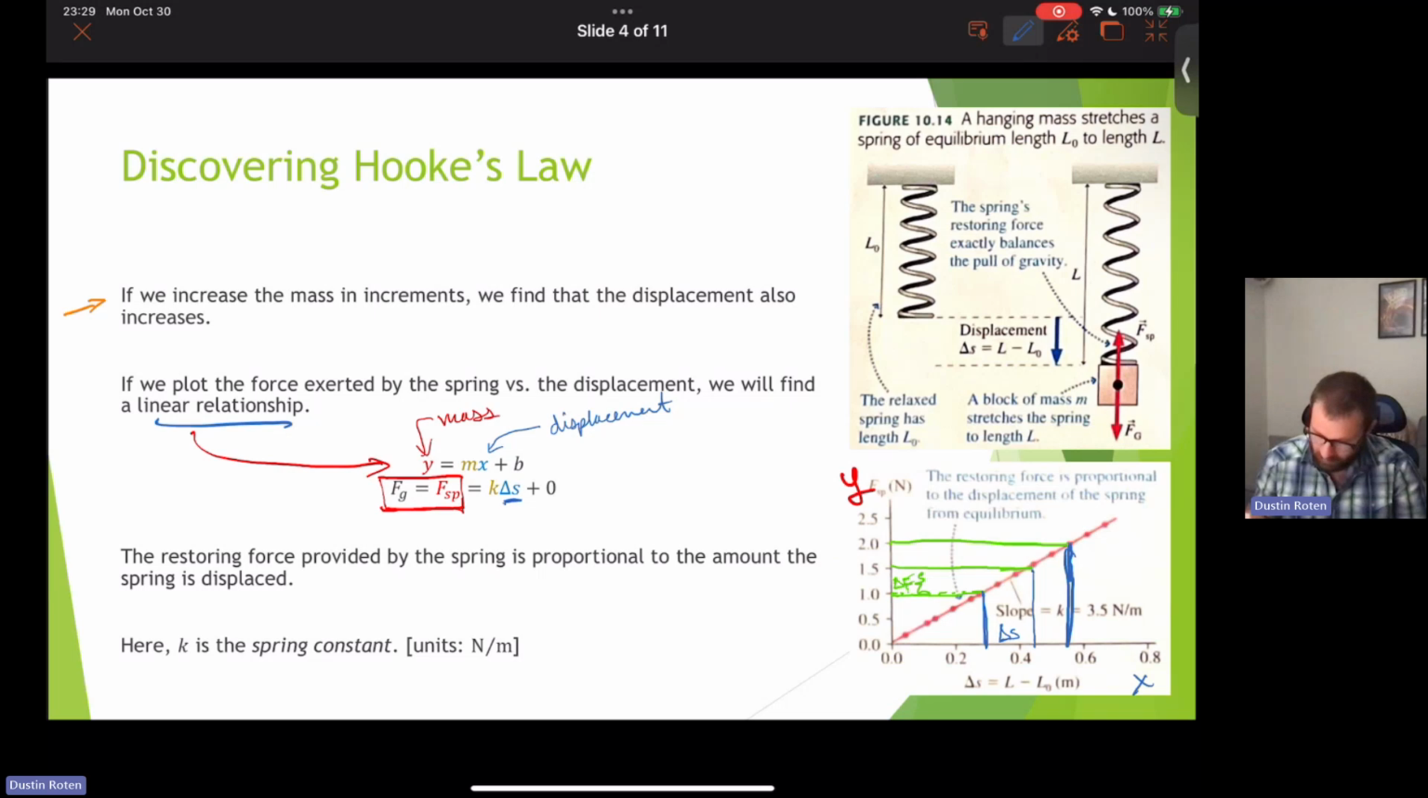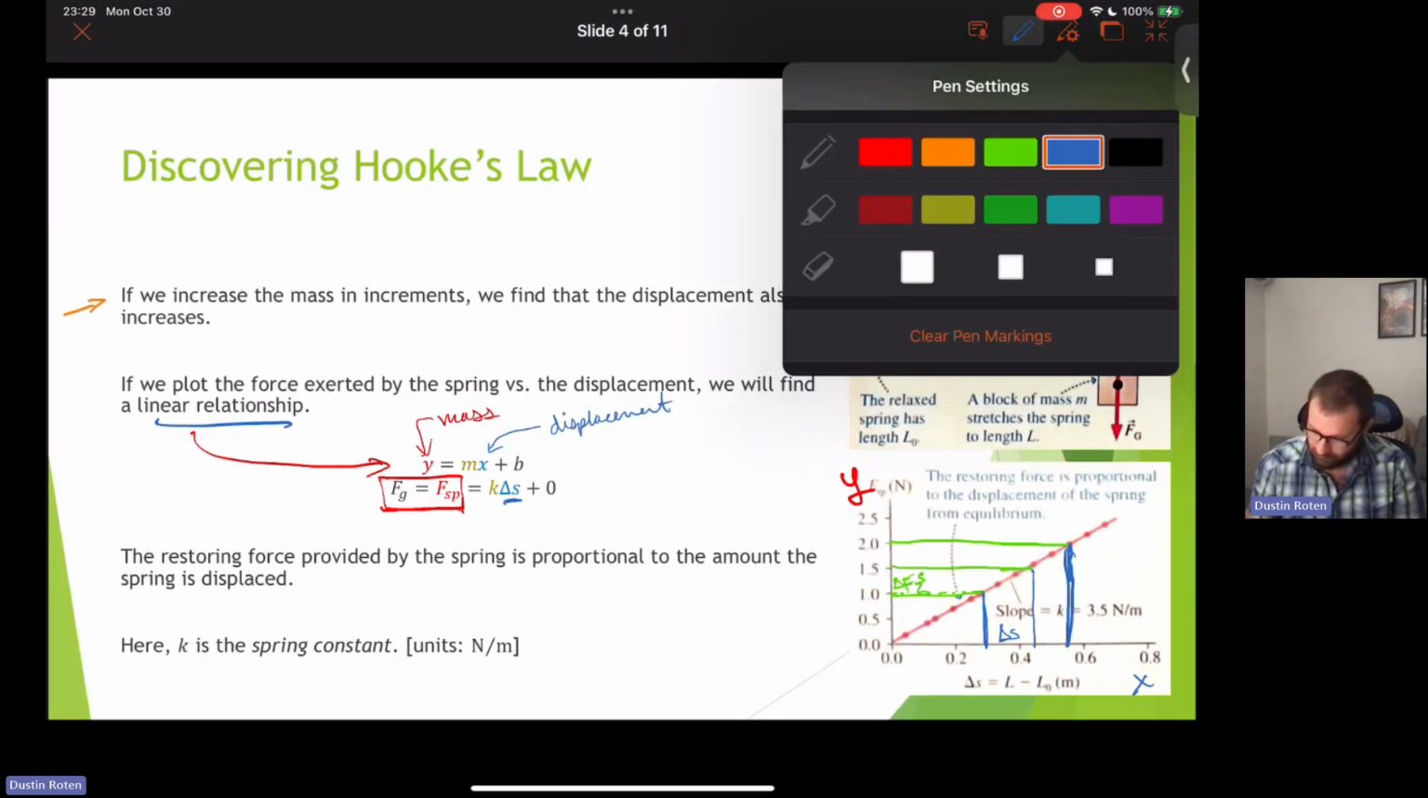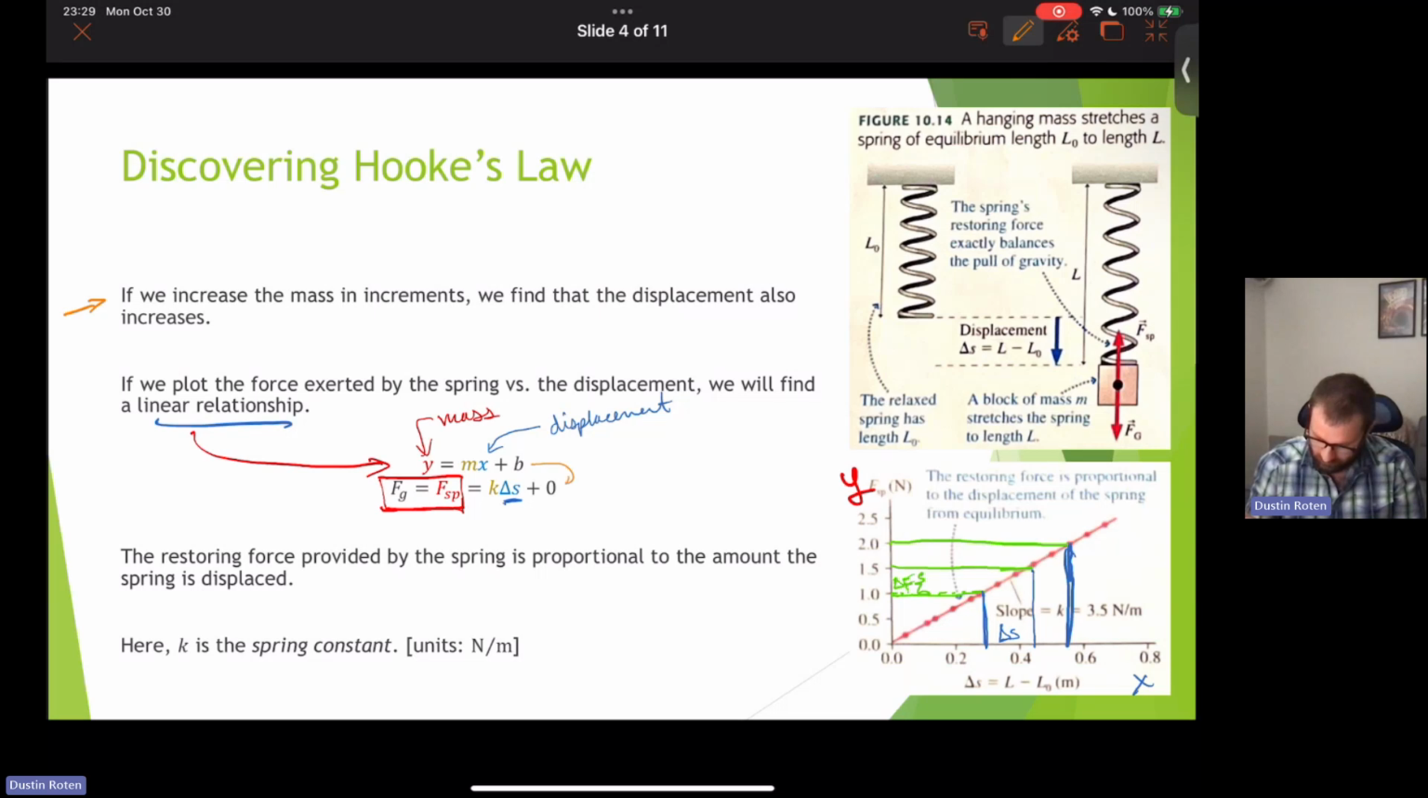So that's here. Well, this plot, if there's no mass, there's no displacement. So we know that b has to equal 0. No mass, no displacement. So we know that b is 0. The only thing left that's interesting, well, I'll circle this here to show that our y-intercept, y naught, which is also b, is 0.